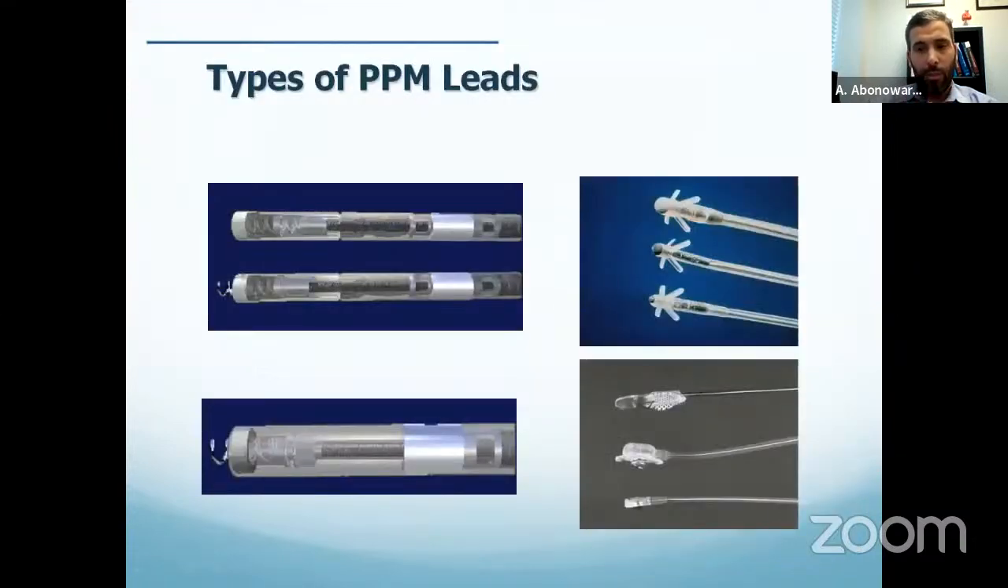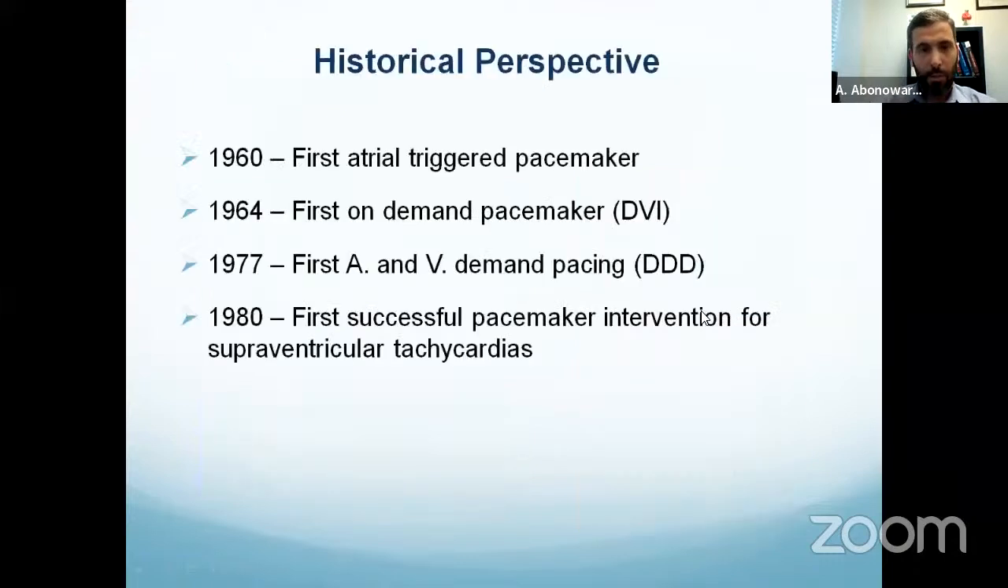These are the types of leads we have. The most common leads we use are the so-called passive leads. That means both the lead and these fins attach themselves to the trabeculae of the ventricle or the atrium. Here you have the active leads. That means you need to screw it into the atrium or the ventricle to attach to the myocardium. And these are epicardial leads, outside of the heart, on the surface of the heart. These are done by cardiac surgery. So there are three different types of leads: active leads, passive leads, and epicardial leads.